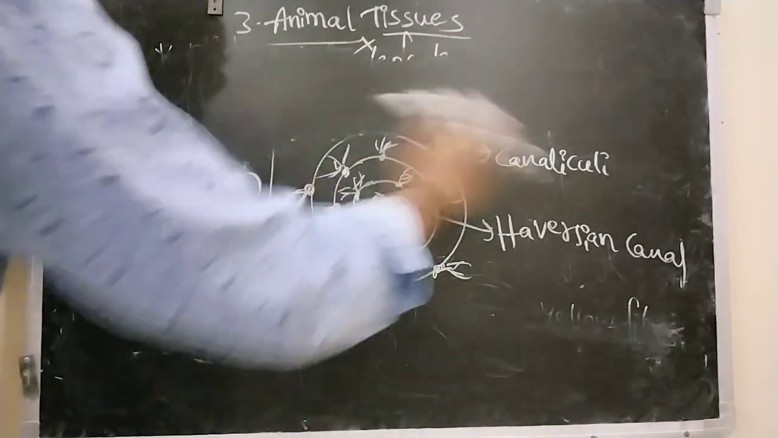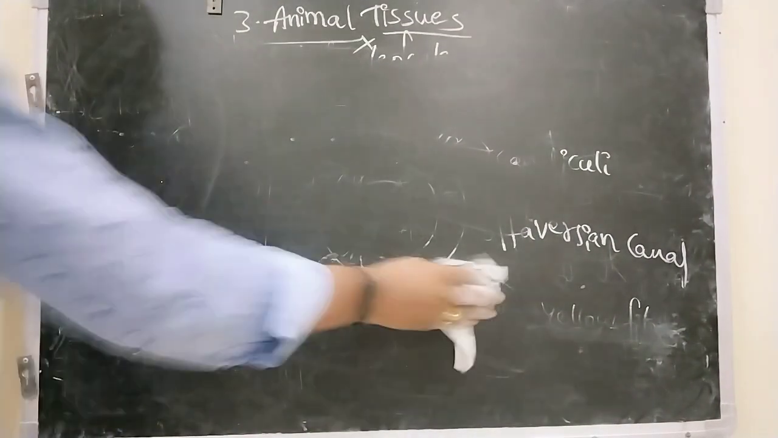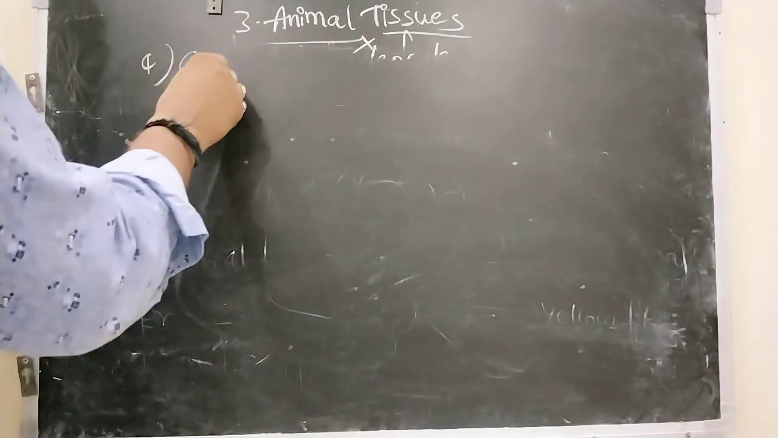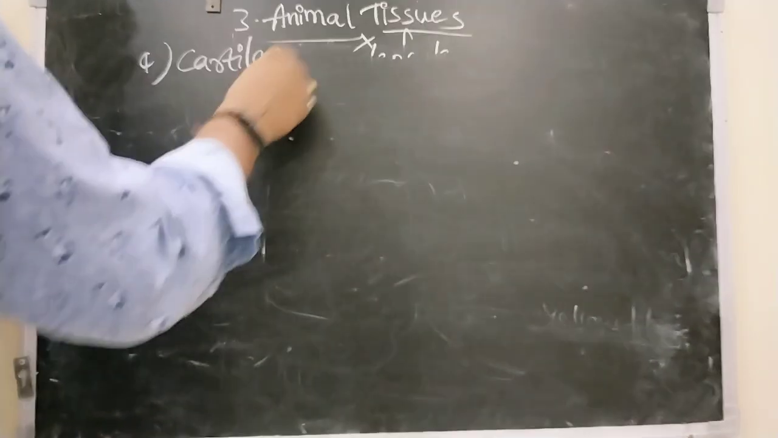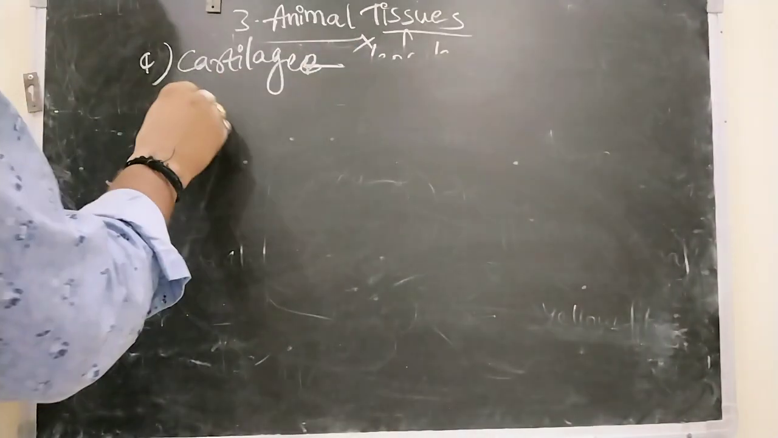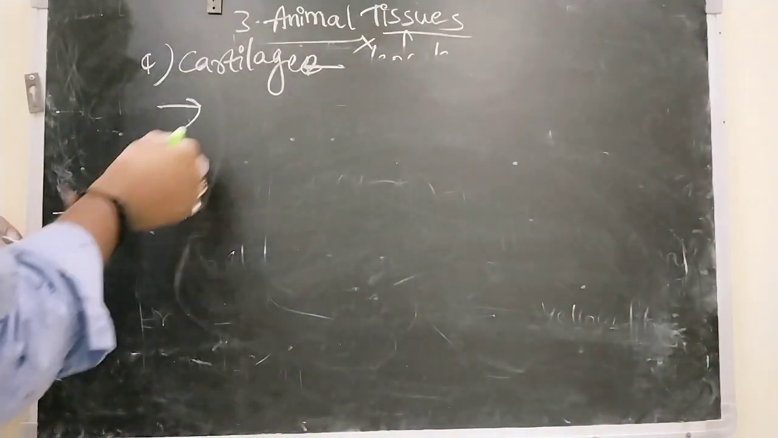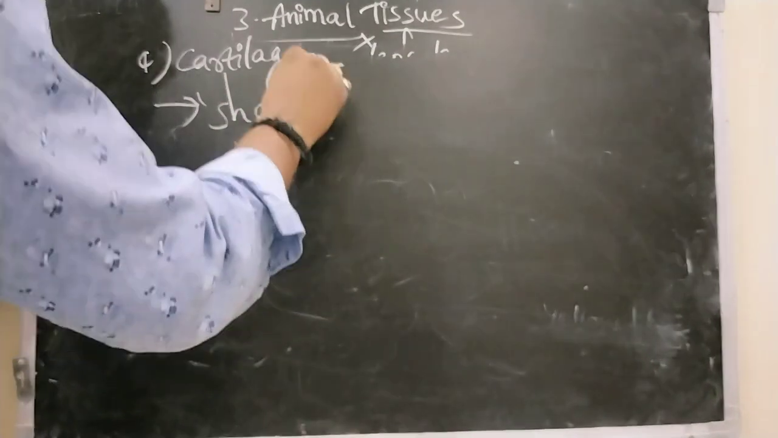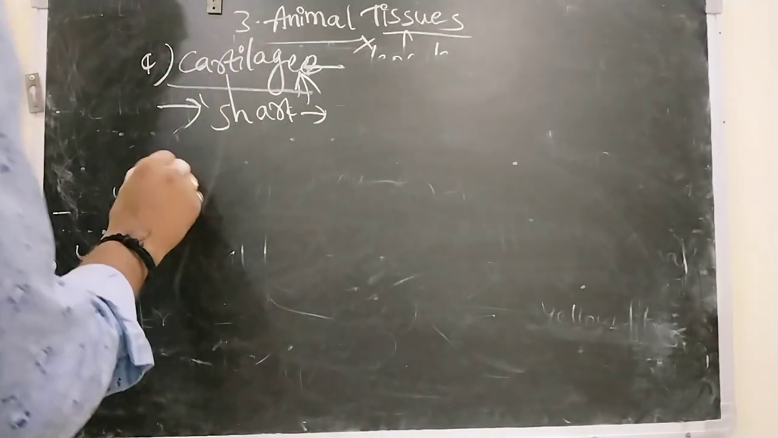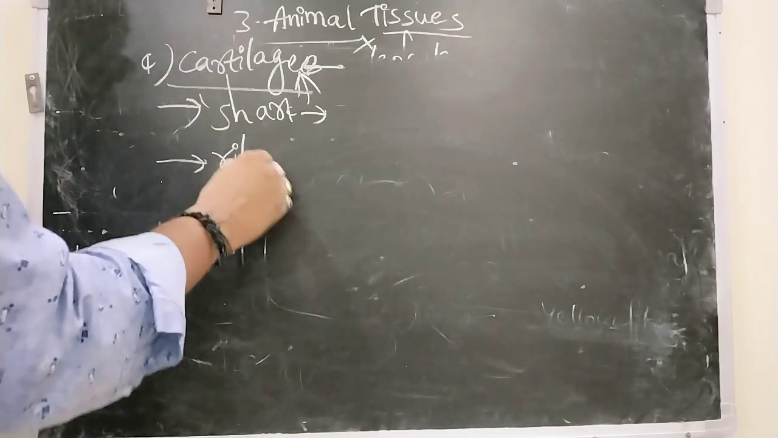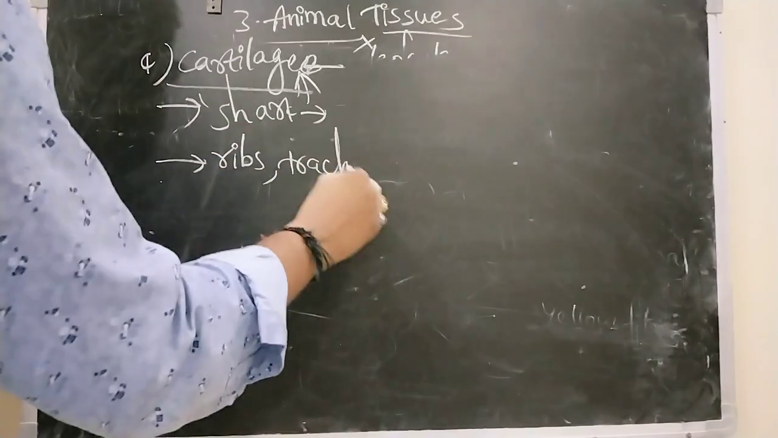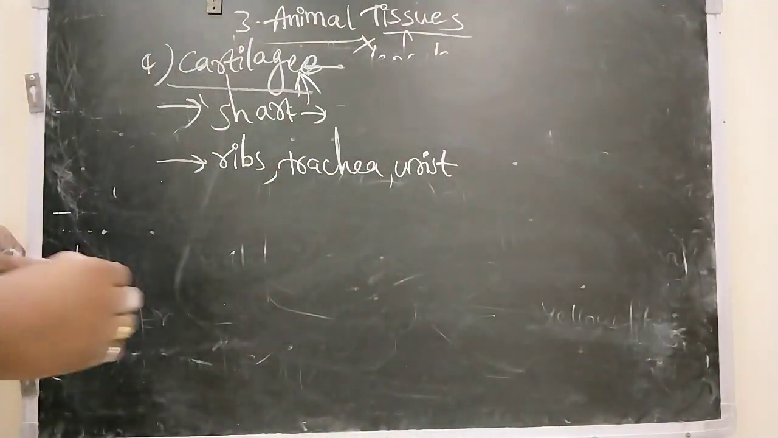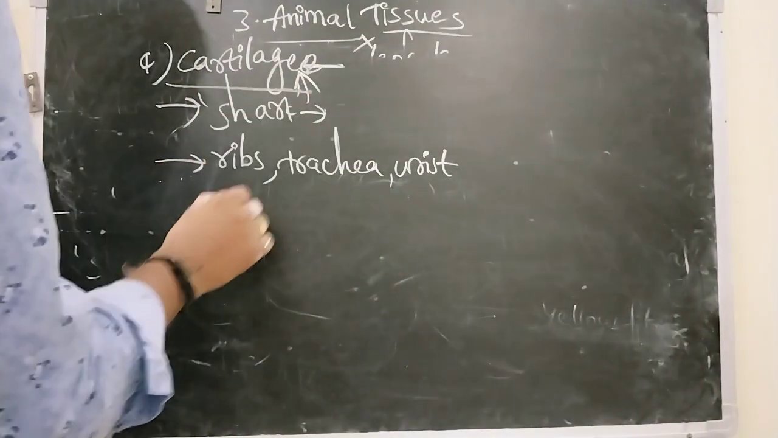And next, the fourth one, cartilage. Cartilage is a connective tissue which is hard but not as hard as bone. Generally a shark's body is made up of cartilage only. This cartilage is also present between ribs, in the trachea, and also in the wrist. Like this, cartilage is present in different areas.